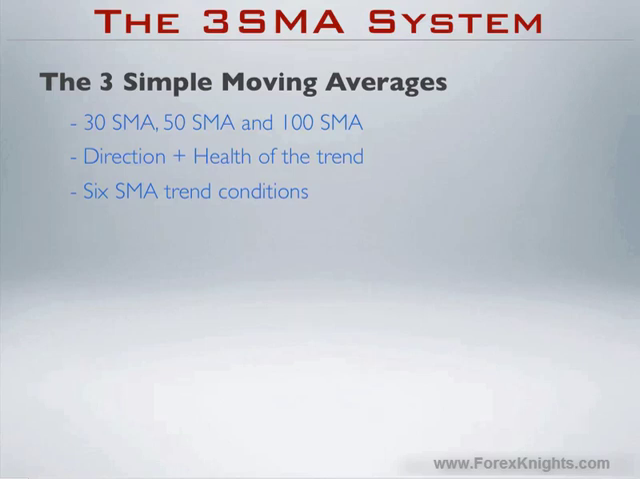Alright, as already established in a previous video, the 3 simple moving averages are the 30, the 50 and the 100. Please mind that I don't use exponential moving averages, or EMAs as some of you may know them. In my opinion, EMAs get a little wobbly on your chart, whereas a simple moving average is rather smooth, or at least smoother than the EMAs, and therefore, again in my opinion, they are easier to read.